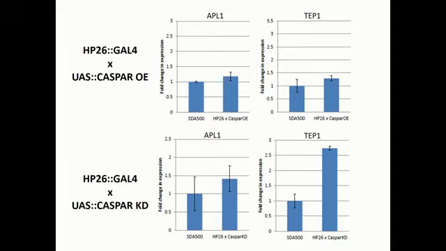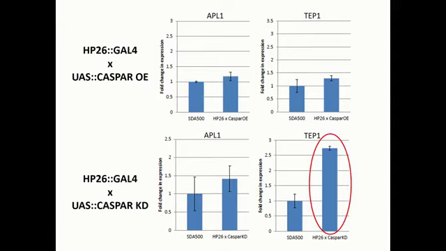But then when we look at the Caspar knockdown, we see that APL1 is upregulated, but TEP1 is greatly upregulated. So that means that when we knock down Caspar, leaving the IMD pathway on the entire time, TEP1 is capable of building up in the mosquitoes, in the hemocytes, potentially causing that small decrease in the number of oocysts and sporozoites that we see.